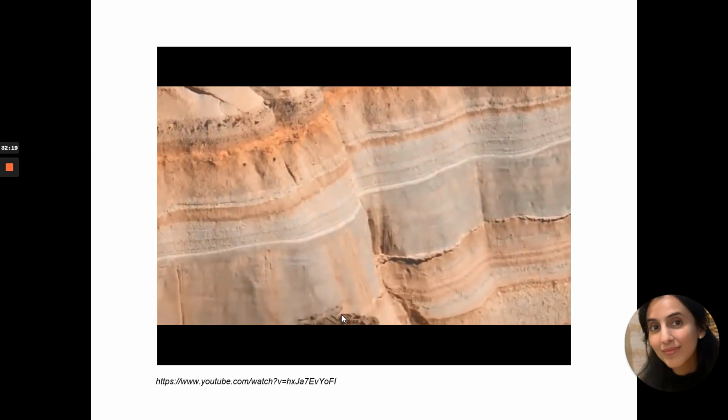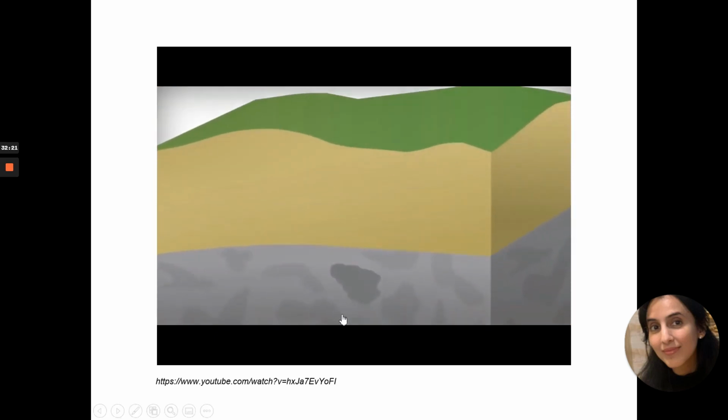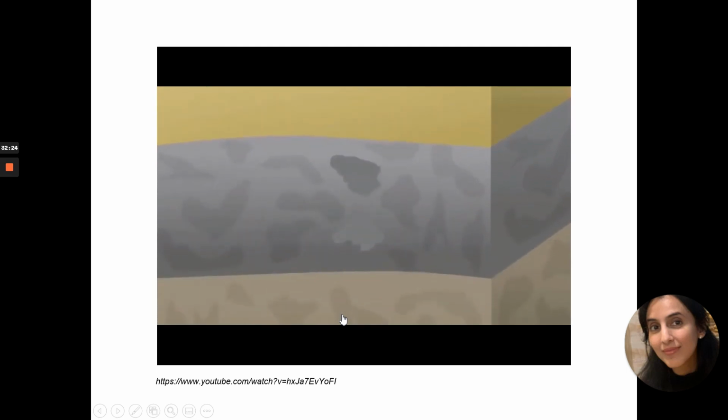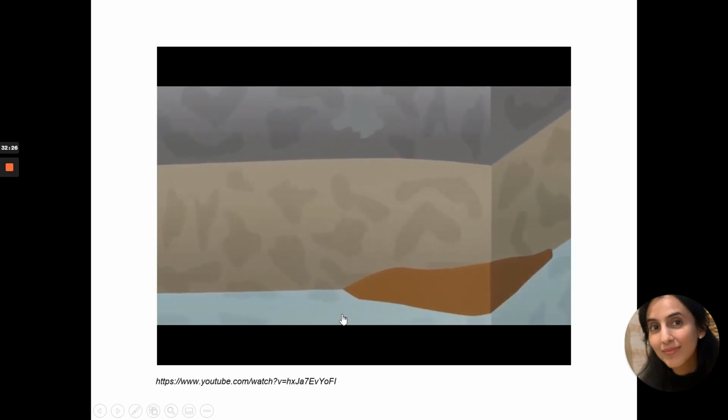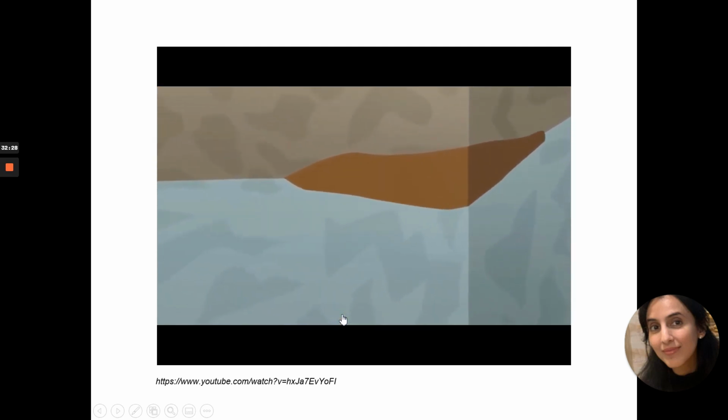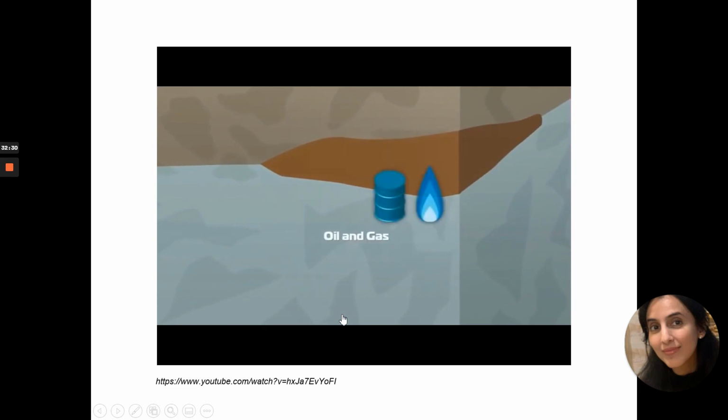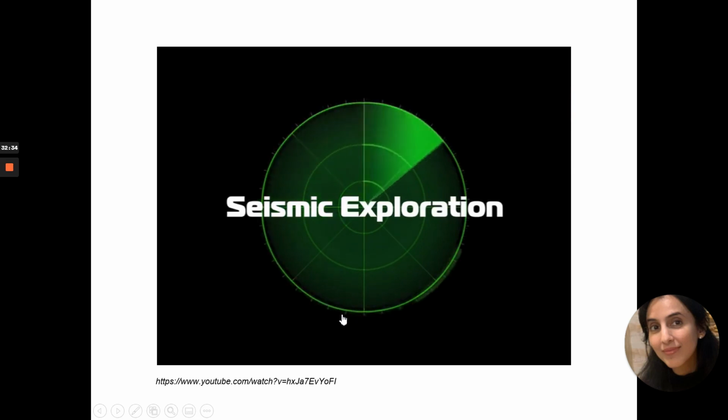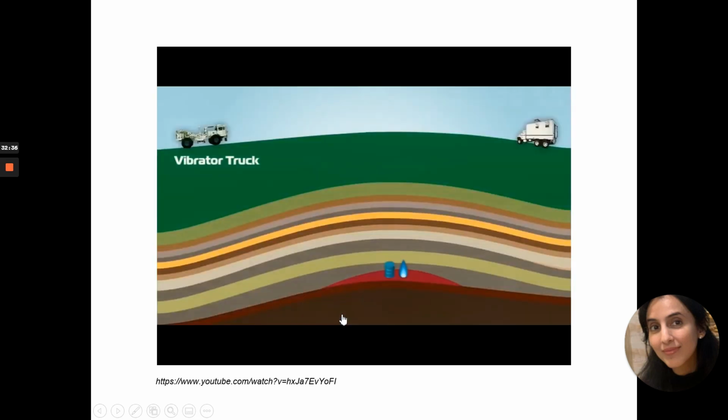So that's the soil layers. You can see that's stones. So deep inside, sometimes you have precious stones, and you can have oil and gas as well. There you go. And you have different minerals inside. So this is seismic test.